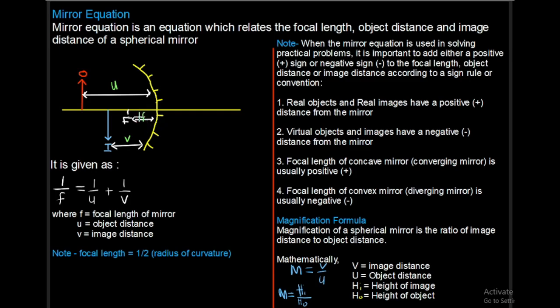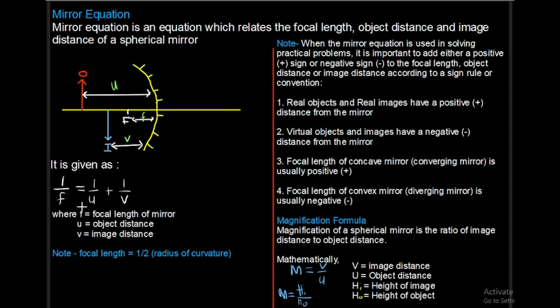So that equation that relates object distance, image distance, and focal length of a mirror is what we call the mirror equation. And mathematically it is given as 1 over f equals 1 over u plus 1 over v, where f is the focal length of the mirror. Don't forget, the focal length is the distance from the principal focus to the mirror. F is the focal length of the mirror. U is the object distance, that's from object to mirror, object distance. And then v is the image distance. So this is our formula for the mirror equation.